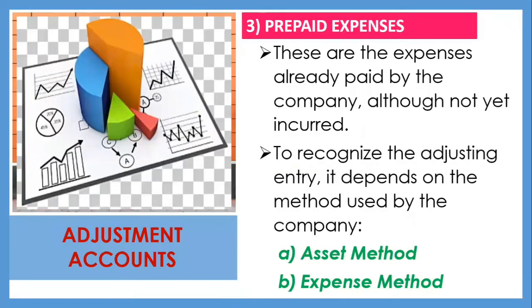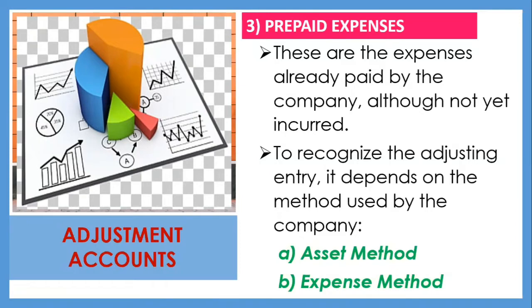Next adjustment account that we have, that would be prepaid expenses. So what do we mean by prepaid expenses? If we say prepaid expenses, these are the expenses already paid by the company, although not yet incurred. So to recognize the adjusting entry, it depends on the method used by the company.